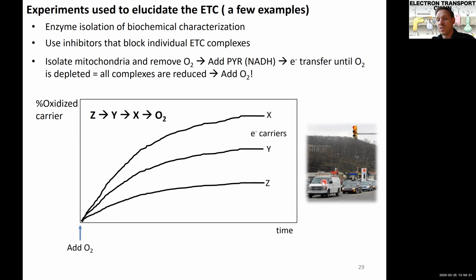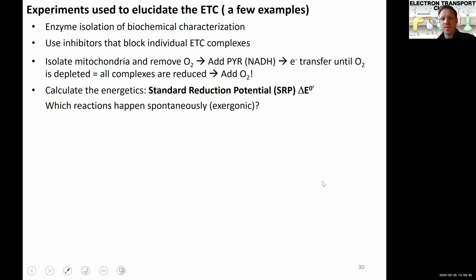Okay. And again, these experiments can be used to understand how these complexes work in concert with each other and what the series of oxidation reduction reactions actually is in the ETC. And then last but not least, we can also use energy again to do this, right? What we can actually do is calculate the energetics of these reactions, much like we have done for our Gibbs free energy when we talked about pathway directionality. We can do this too specifically for these oxidation reduction reactions.